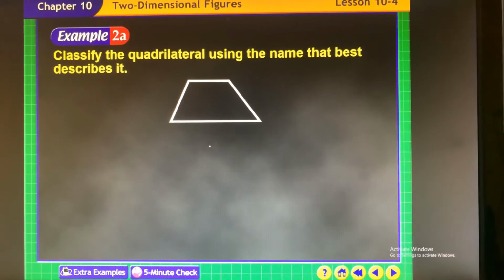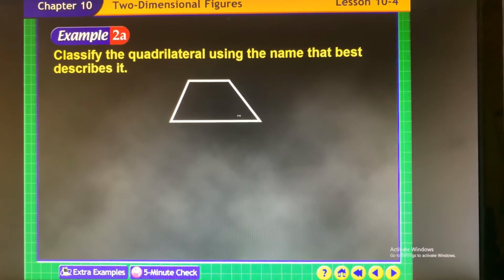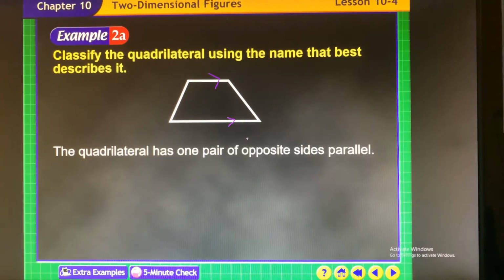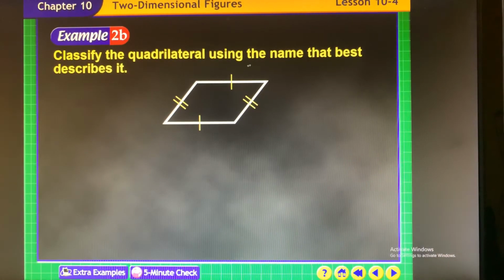Classifying. If you look at this, I don't see any characteristics of this except that it's a quadrilateral and it has only one pair of parallel sides. And therefore that makes that a trapezoid. This one, I can see opposite sides are congruent. I can see that opposite sides are parallel. This is how you do parallelism. You put little arrows. Only makes this one thing. It can only be a parallelogram.